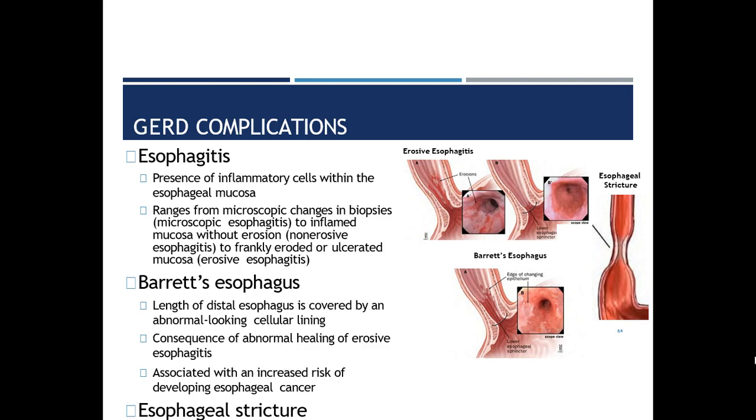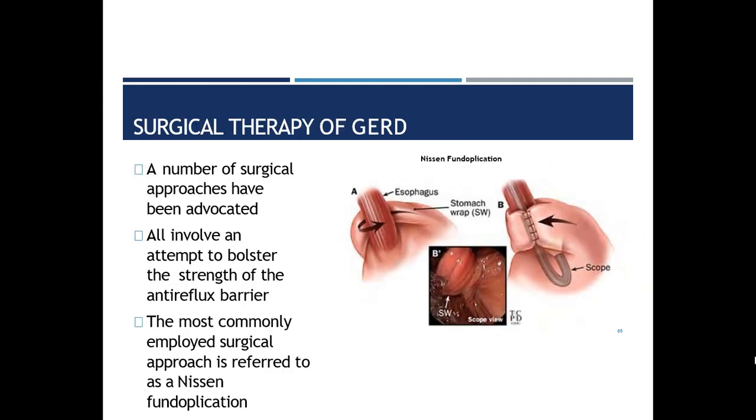As I told you, the length of the distal esophagus is covered by an abnormal looking cellular lining, a consequence of abnormal healing of erosive esophagitis, associated with increased risk of developing esophageal cancer. So this is the second pre-malignant condition. First was Plummer-Vinson syndrome, and then this Barrett esophagus is pre-malignant. And then there are chances of development of esophageal stricture. So these are the GERD complications.